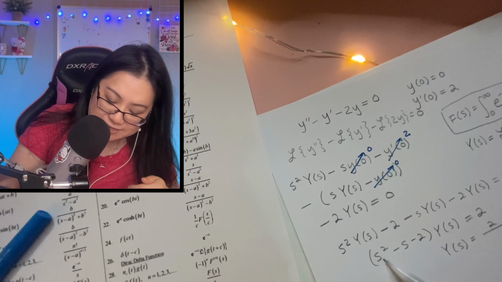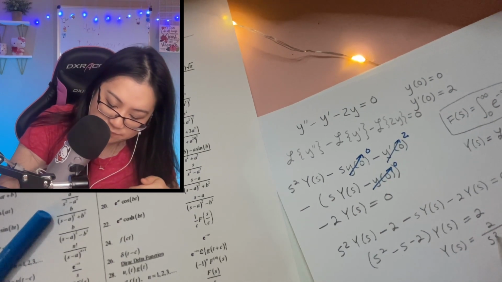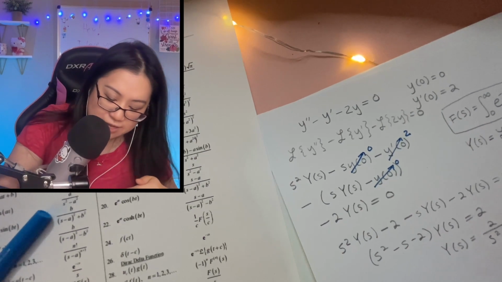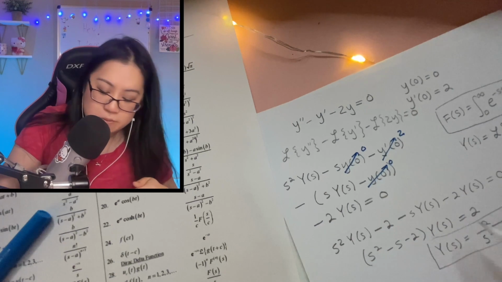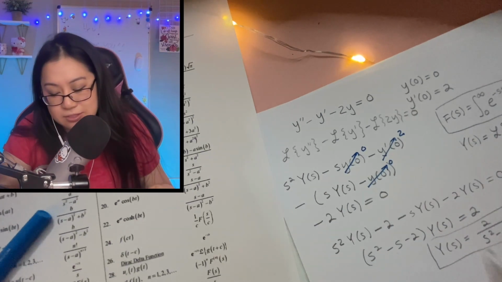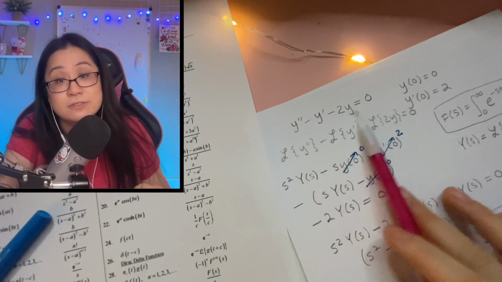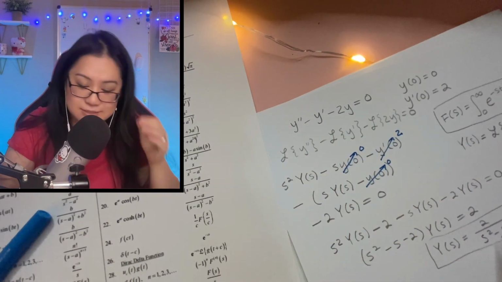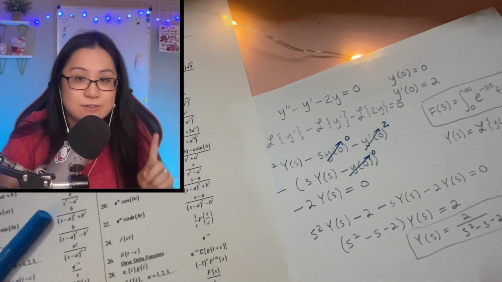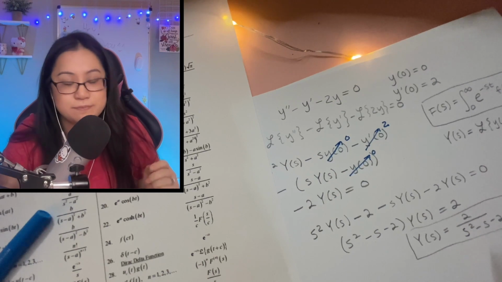I'm going to divide this s squared minus s minus 2 over to this side here. And then voila, I have solved for capital Y of s. So this isn't our answer yet, because this is all in terms of s, not time. So what I have solved is the Laplace transform of my function.